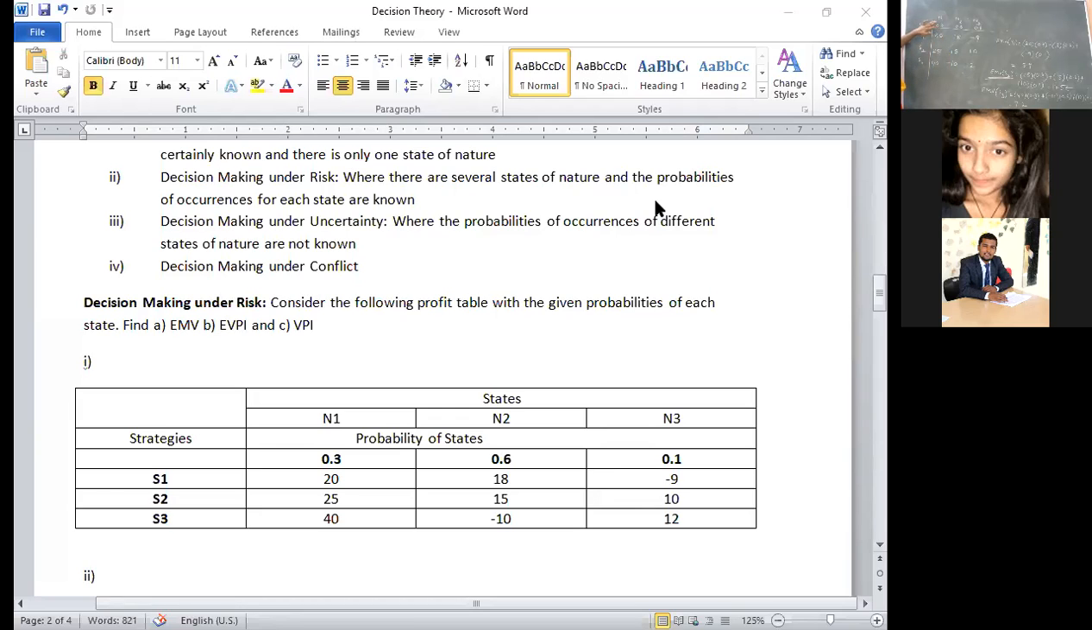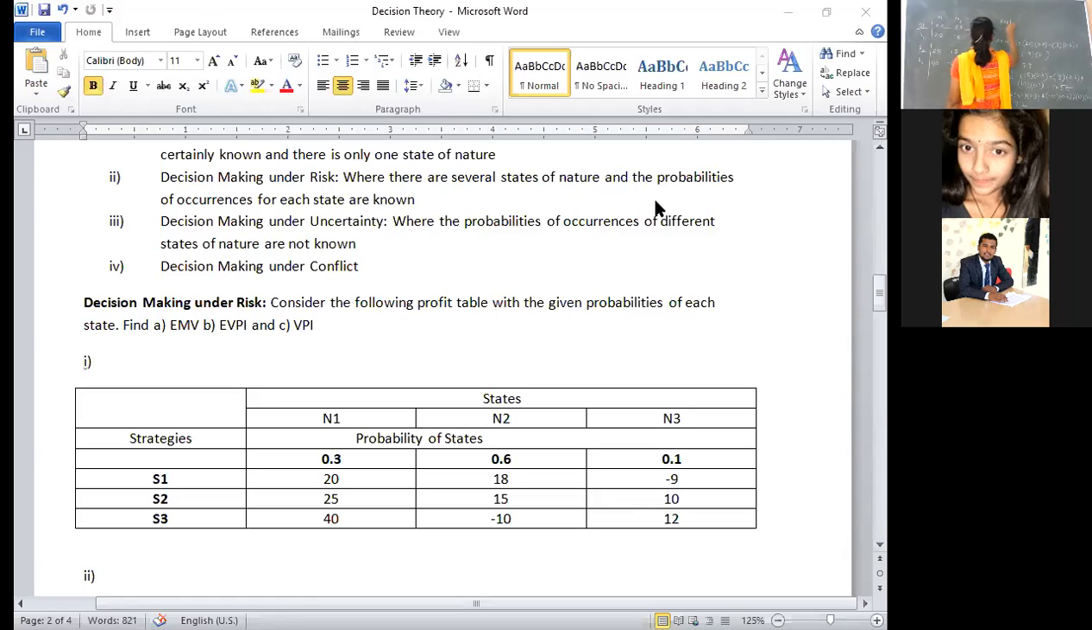Corresponding probabilities are given, strategies are given, states of nature are given. If the entire thing is given, what is this matrix? This is nothing but the payoff matrix. Wherever the maximum value is there, that is our best payoff. Then we will solve the second bit, that is expected value with perfect information.